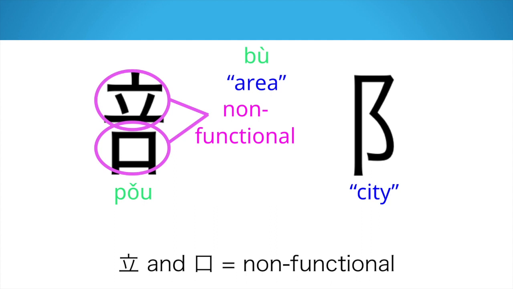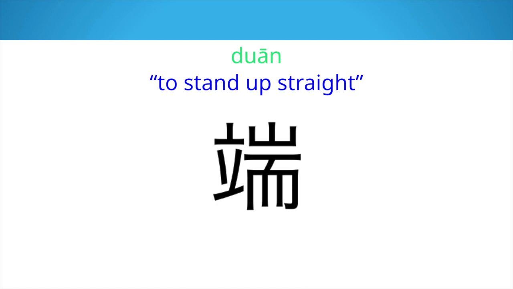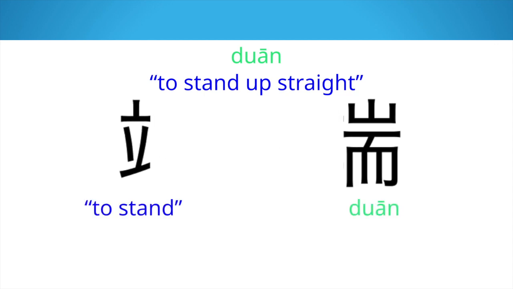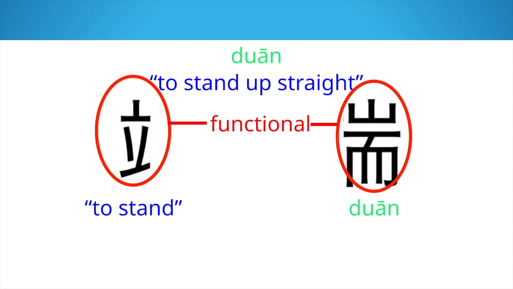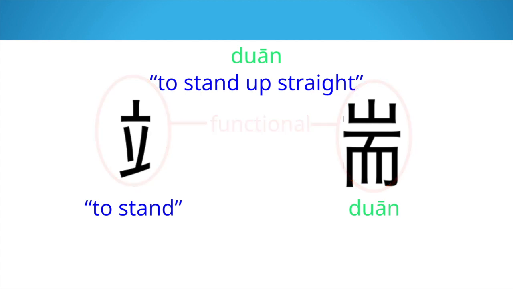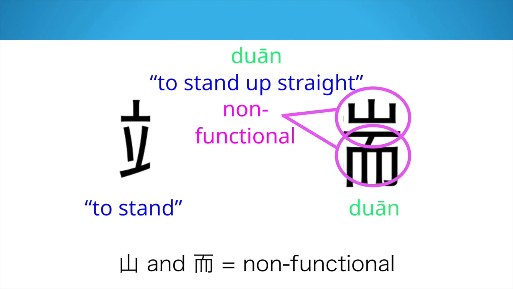Another example would be Duan, which originally meant to stand up straight. It's composed of Li, to stand, and Duan. Here, Li is giving a meaning, while Duan is giving a sound. But Shan, mountain, and beard, are not. Note that as a component, does not mean and or yet. These two are merely subcomponents of Duan. In Duan, Li and Duan are functional components, while Shan and are not.